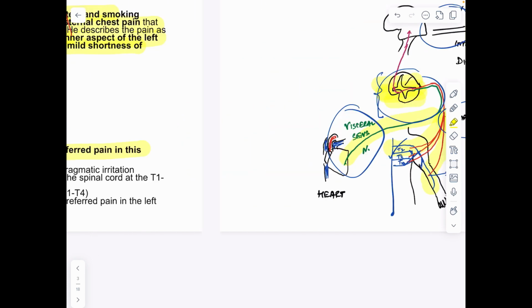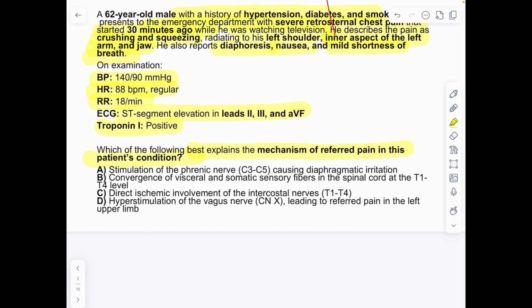Now, back to the question, which of the following best explains the mechanism of the referred pain in the patient's condition? If we look at option one, that means stimulation of the phrenic nerve causing diaphragmatic irritation. You know, phrenic nerve irritation causes referred pain to the shoulder, but it is not seen in myocardial infarction.